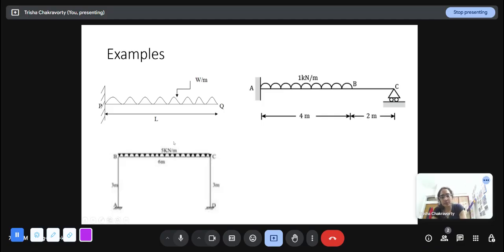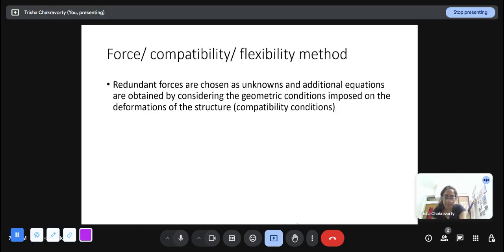This is a frame with two fixed supports. Now in a frame, all three equations are relevant: sigma Fy equal to 0, sigma Fx equal to 0, and sigma Mz equal to 0. There are three support reactions from this fixed support and three from this fixed support. So 3 plus 3 minus 3, the degree of indeterminacy is 3. Here there are two support reactions at this hinge, two at this hinge, and three equations of equilibrium. So 4 minus 3, 1 is the degree of structural indeterminacy.